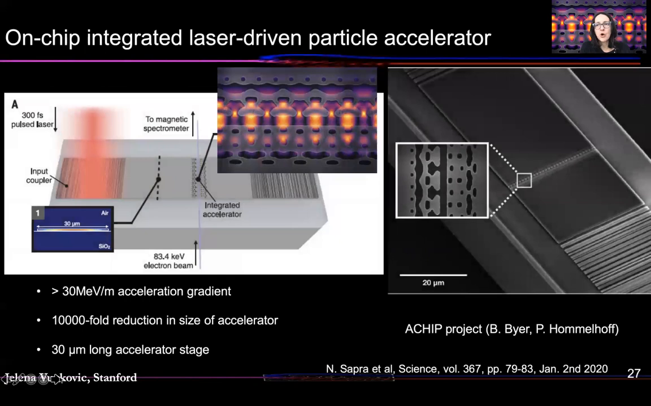And going back to the experiment itself, once you put everything together, we actually measured acceleration gradient that exceeds 30 mega electron volts per meter. This is on par with microwave and RF accelerators. The size of the accelerator itself is reduced by a factor of 10,000. This comes from the fact that we use laser frequencies instead of RF and microwave sources. And this accelerator stage is 30 micrometers long, which means that on a single silicon wafer, you can easily integrate 100 or 1,000 of stages.